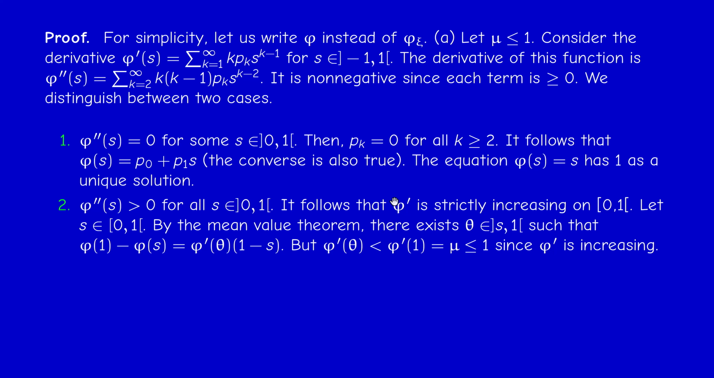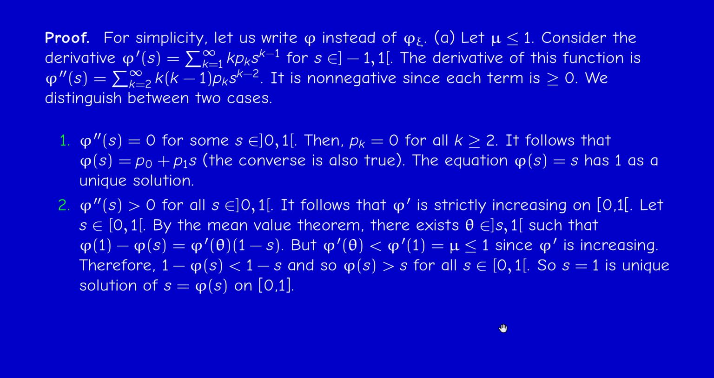Now, since phi prime is strictly increasing and theta is less than 1, then phi prime of theta is strictly less than phi prime of 1, which is, as we said, mu, which is less or equal than 1. So phi prime of theta is strictly less than 1, so this term is strictly less than 1 minus s. So phi of 1, which is 1, as we observed several times, because it's the sum of probabilities, so 1 minus phi of s is strictly less than 1 minus s, and so phi of s is strictly bigger than s.